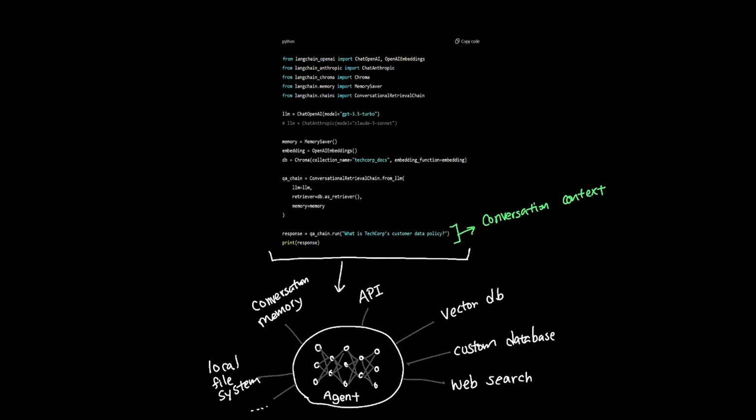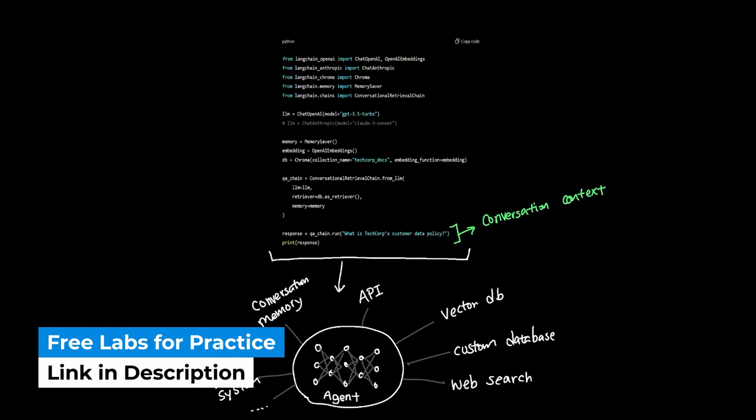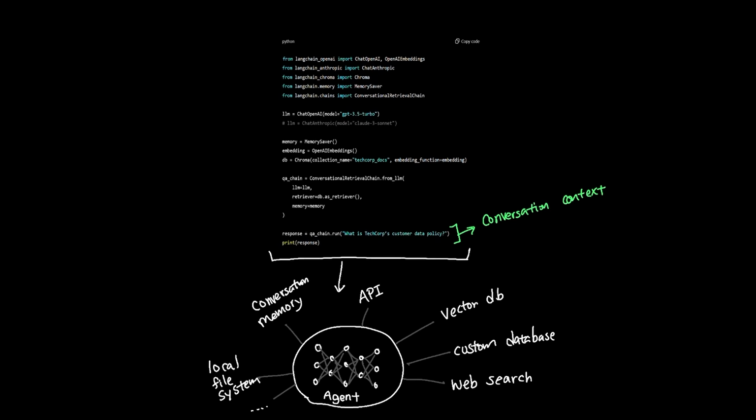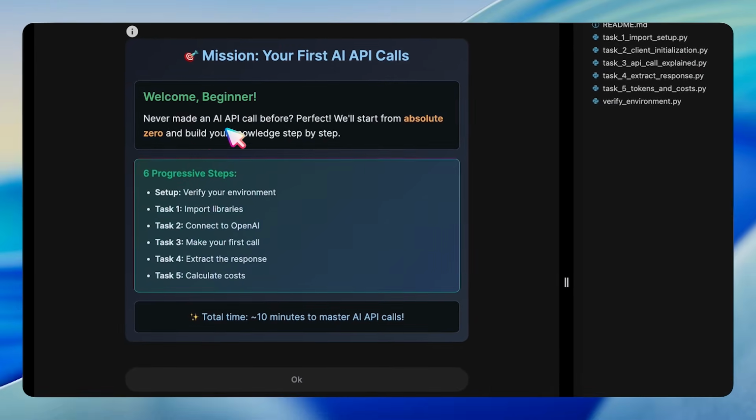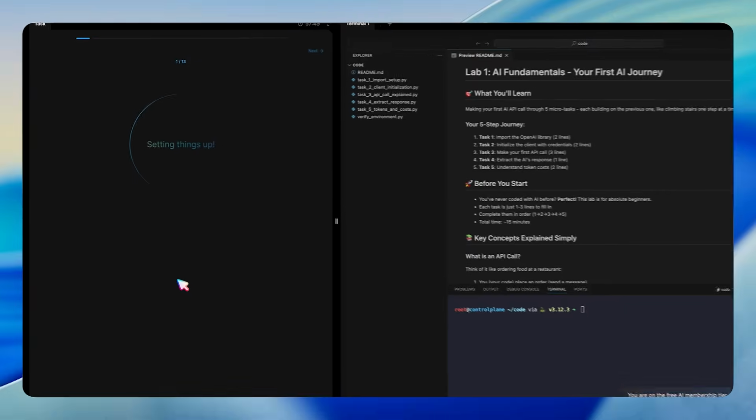Now that we covered the conceptual elements of LangChain, let's look at how it looks on a practical level. We can look over at this lab specifically geared towards how to use LangChain. Alright, let's start with the labs. In this lab, we're going to explore how to make your very first AI API calls. The mission here is to take you from absolute zero to being able to connect, call, and understand responses from OpenAI's APIs in just a few progressive steps.